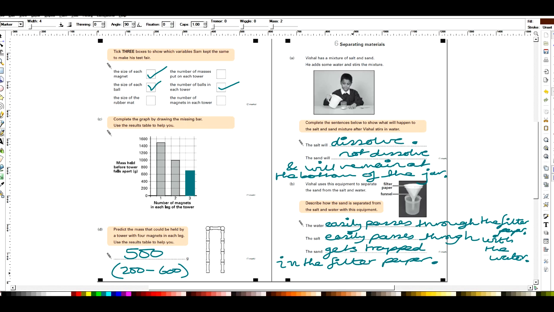Done. Have we got that down, ladies? Got that down, what I've written there? Easily passes through the filter paper. The salt easily passes through with the water. The sand gets trapped in the filter paper. Yeah, all that down? Qasim, you got that? Mr. Kamal, are you happy with what we're doing? Yes, that's it. With the water through the filter paper. It gets trapped in the filter paper.